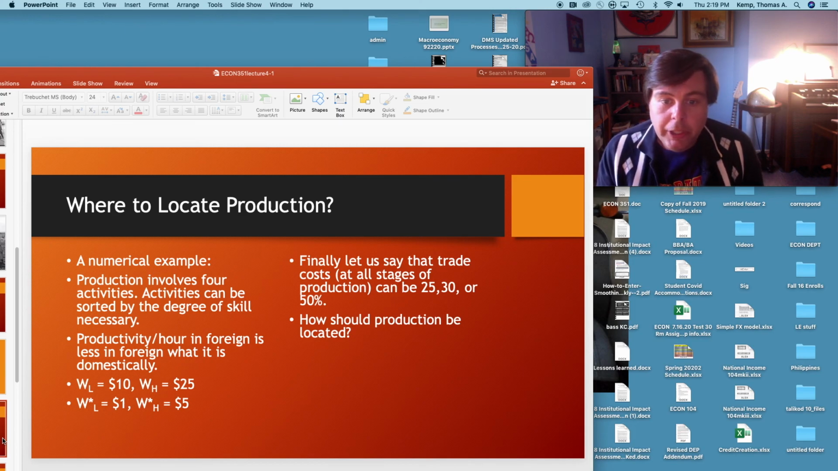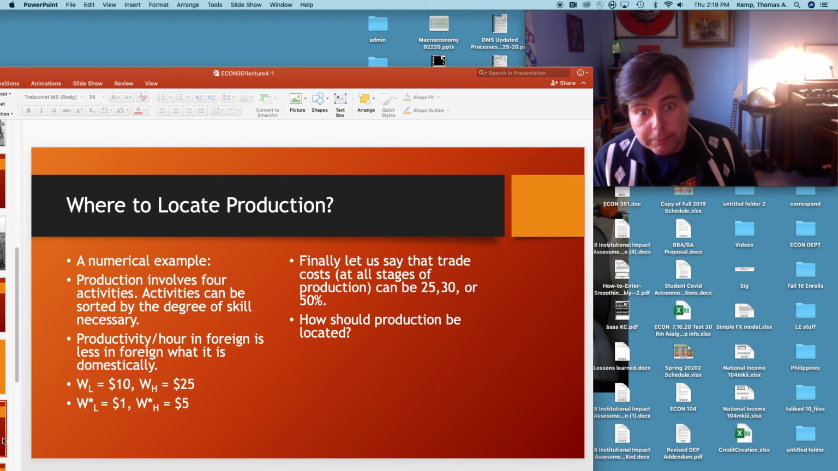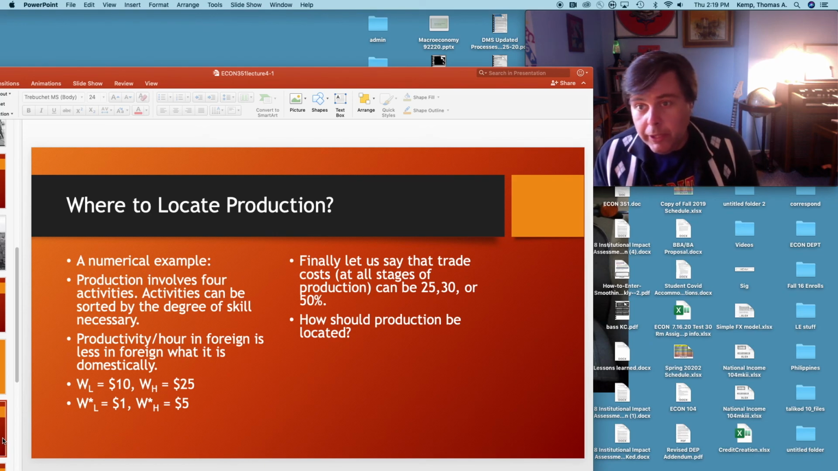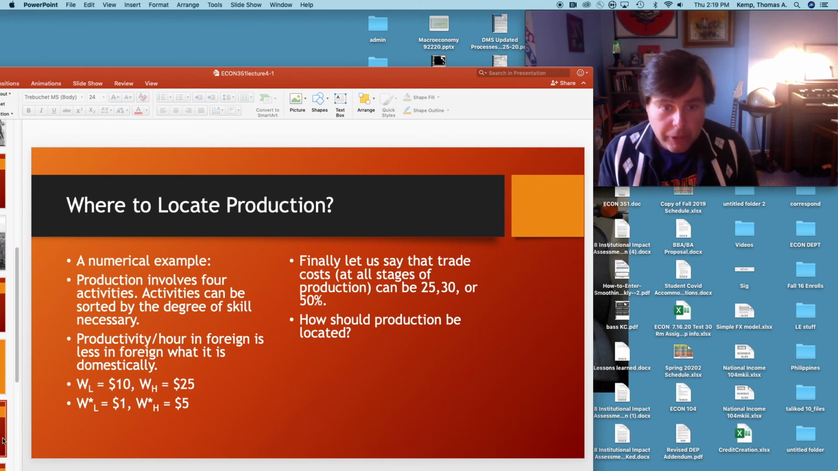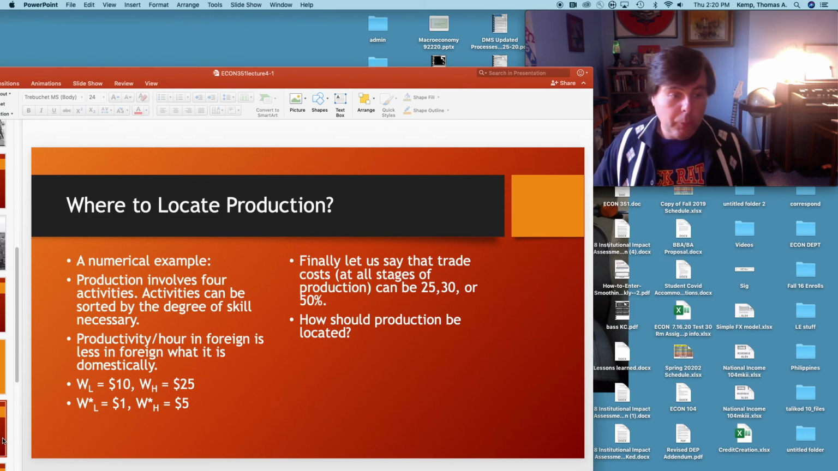Finally, let us say the trade costs can be 25, 30, or 50% of production. So this is our fixed cost that we were talking about in the previous slide. If we add up our tariffs or taxes or hassle of building the road to get this stuff to the port, building the factory, putting in whatever other infrastructure is necessary, if that comes out to 25% of the total cost, 50%, 30%, whatever, where should we locate production?